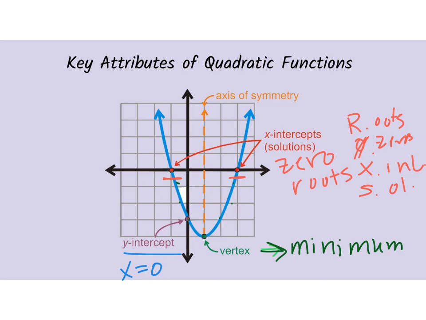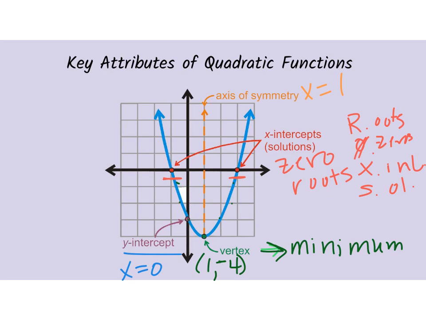Now the axis of symmetry is a line, so therefore it has an equation. The axis of symmetry is x equals whatever the x value of the vertex is. So let's go back. The vertex here is 1, 2, 3, negative 4. This line that goes through 1 is called x equals 1.